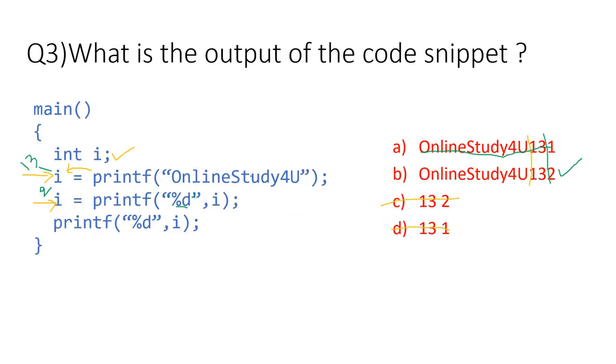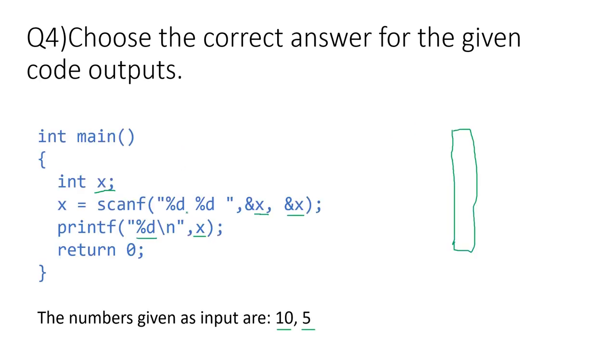So what is it? In the last question we saw that the length of the string "online study for you" is stored in i. In the same way here the length is stored. But what length? The length that is stored is the length of the string that is inside the double quotes. So what is the length of this string inside double quotes?